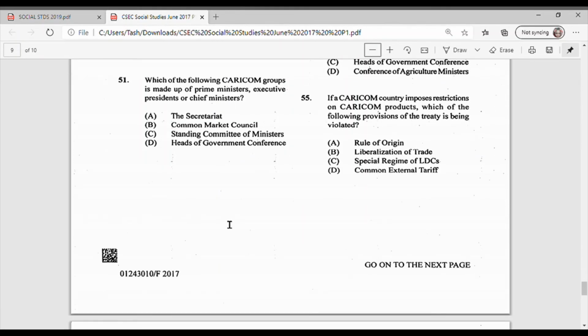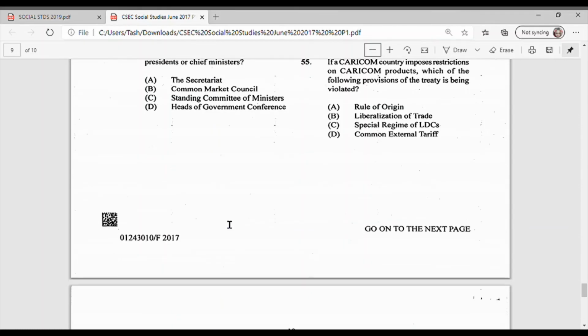55. If a Caricom country imposes restrictions on Caricom products, which of the following provisions of the treaty is being violated? So there's A, rule of origin, B, liberalization of trade, C, special regime of LDCs, that is less developed countries, or D, common external tariffs? Your answer for 55 would have been letter B, which is liberalization of trade.